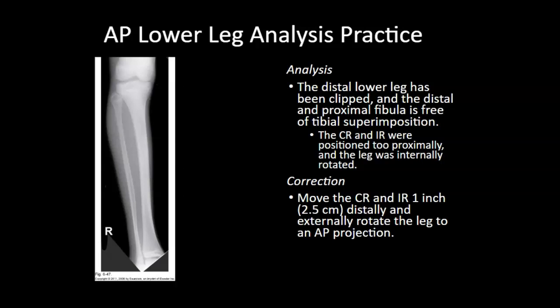In order to correct this imaging, we need to realign the two-part IR so that we include all anatomic structures and externally rotate that leg to that true AP projection. Let's move on to the lateral lower leg projection.